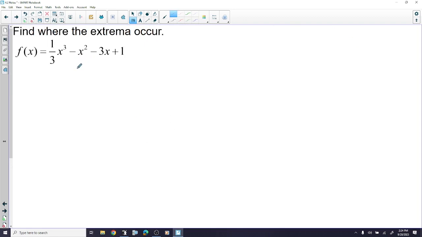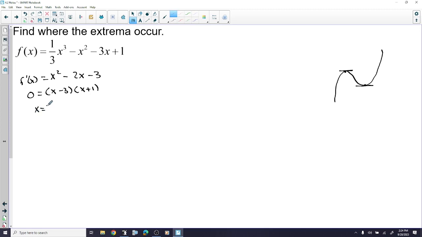Find where the extrema occur. So we're going to go f prime of x is equal to, oh, by the way, this is an x to the 3rd, so this graph looks something like this. Let's take the derivative. We got x squared minus 2x minus 3. We're going to set that equal to 0, so we're finding out where these local mins and local maxes are, where the slope of the tangent line is 0. So this is happening at x equals 3 and x equals -1.